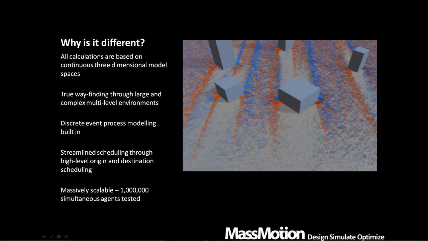And it's scalable. We've tested MassMotion models up to 1 million agents. But that's not the limit. We're pretty sure you can go further, but we've gone to 1 million so far because that seems a sensibly large number. Though, interestingly enough, some customers are beginning to look at larger models than this. The limit is only really your hardware on these models.